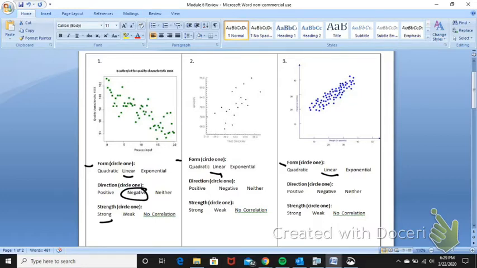Number 2, we're looking at the direction. The direction on this one, even though our dots here are scattered, it's still going in that direction. So that's going to make that one positive. As for the strength, it's pretty easy to see that this is going to be a weak strength there, or weak association, as our dots are scattered. And lastly, we're going to look at number 3. So like the one before, we're going in this direction. So that's going to make it positive. And then as for the association on this one, it's going to be strong.